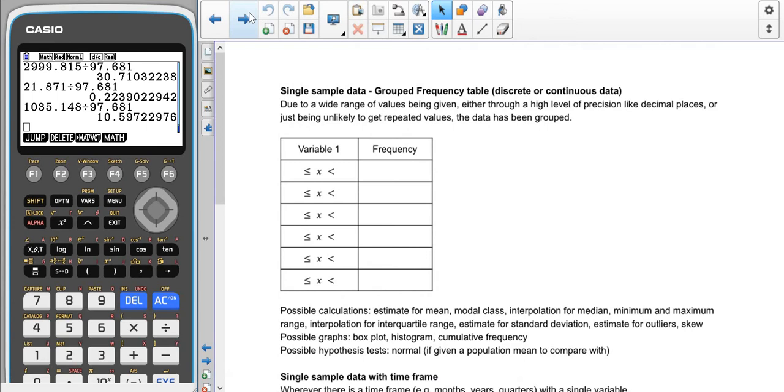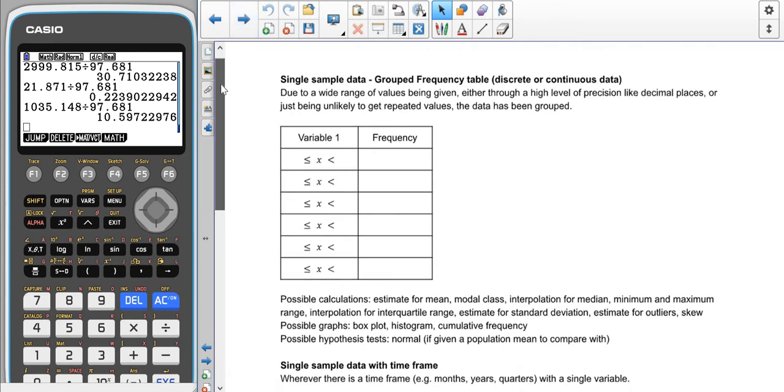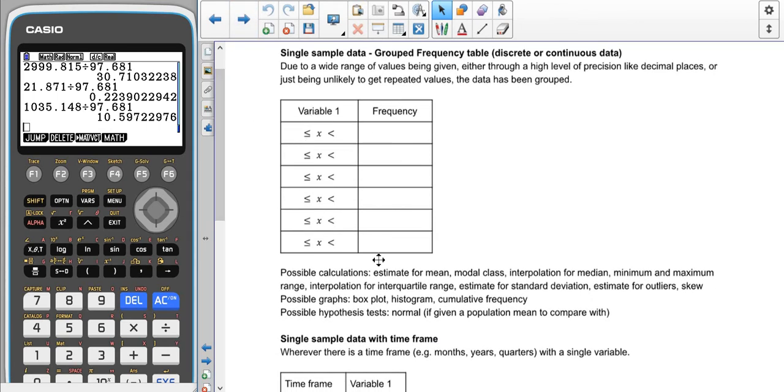So then we could be given a single sample of data but with grouped frequencies. Here you can see that we've got our intervals, and here we would have our frequencies. This is usually done when we have continuous data or if we have decimal places. It's unlikely to represent exact values. The data can be grouped like this.